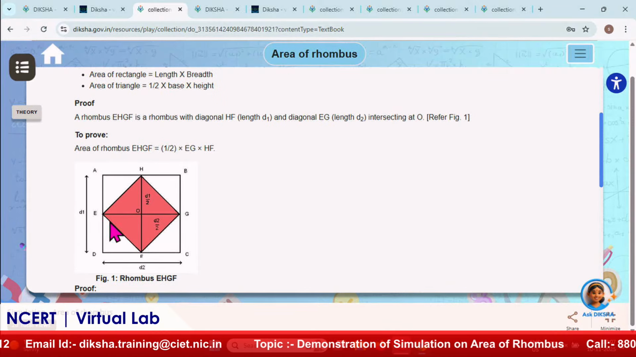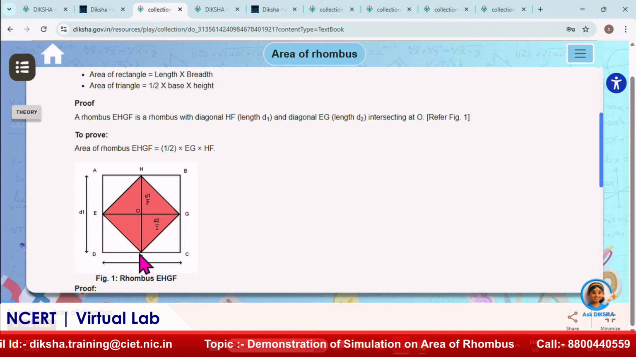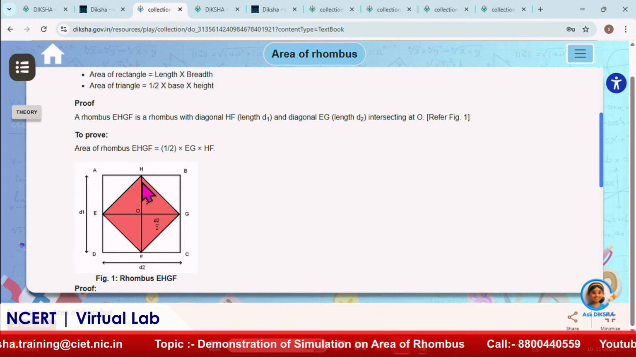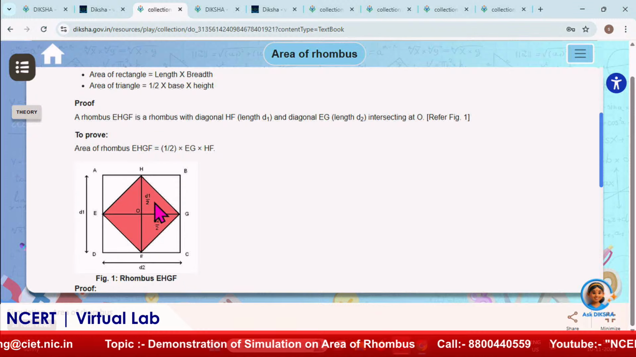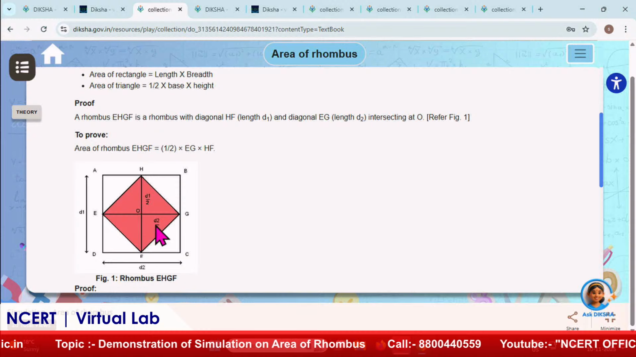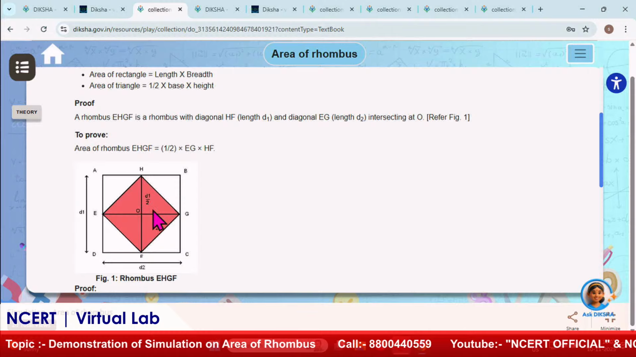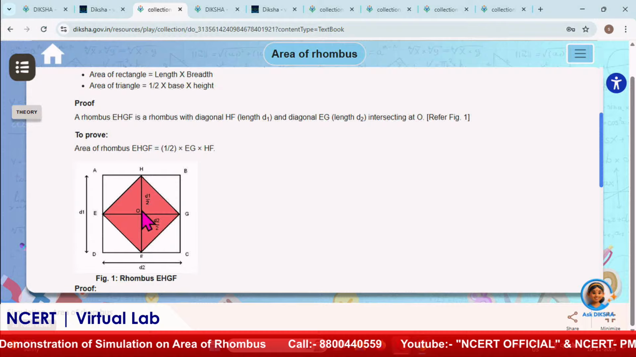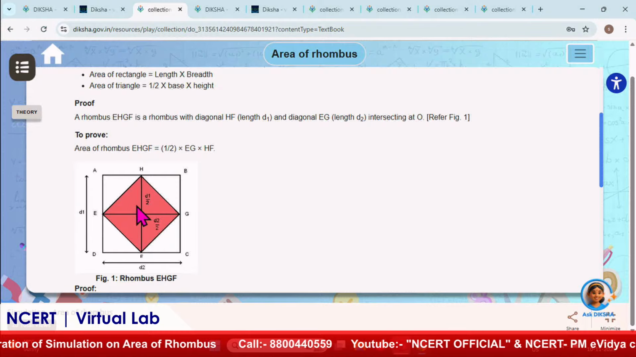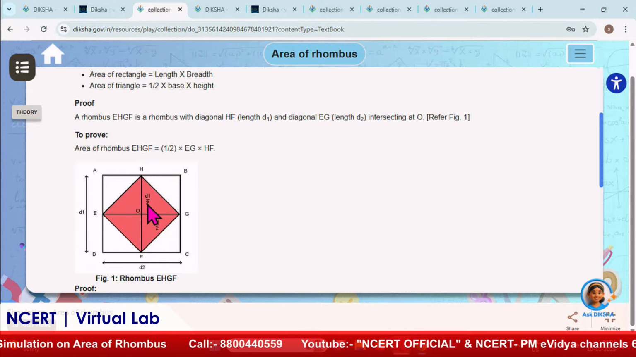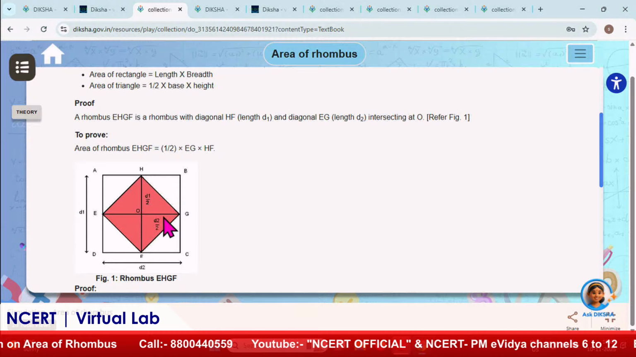As you can see, this colored shape is the rhombus. We can see that there are 4 triangles: first, second, third and fourth. For finding the area, we just find the area of one triangle, in which the height is D1 by 2 and the base is D2 by 2.